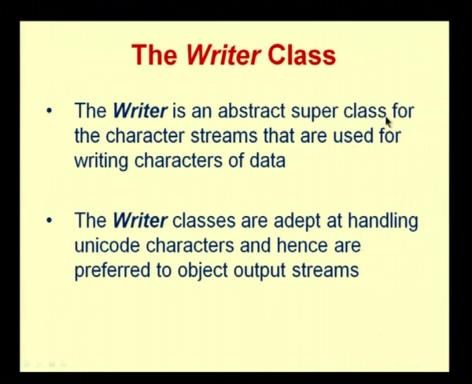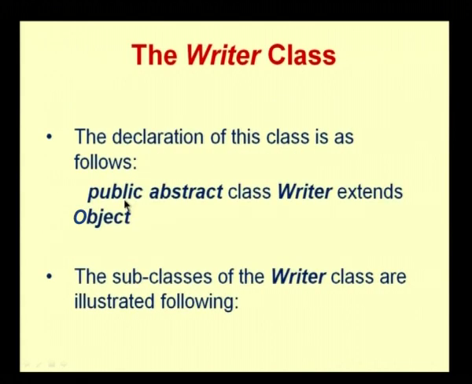The Writer is an abstract superclass of the character streams that are used for writing characters of data. The writer classes are adept at handling Unicode characters, so they are good at handling Unicode characters and hence are preferred to object output streams. Instead of object output streams, you can use these writer classes and handle the Unicode characters. You can see the declaration of the class: public abstract class Writer extends Object.